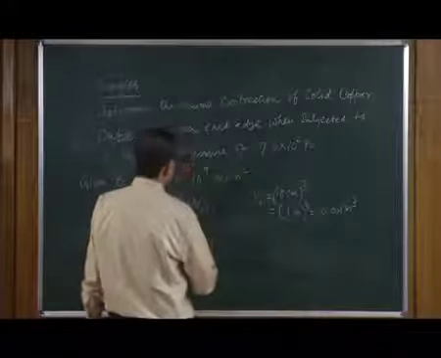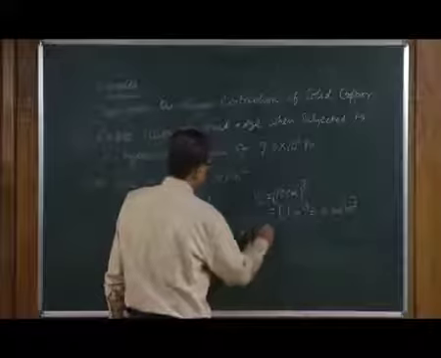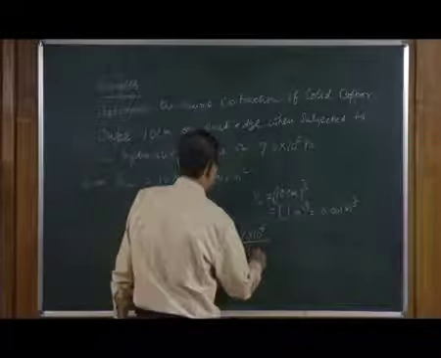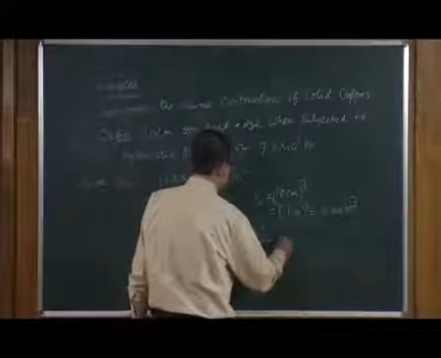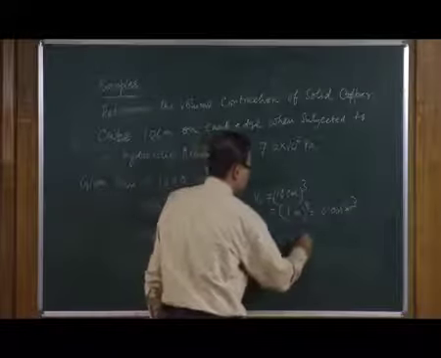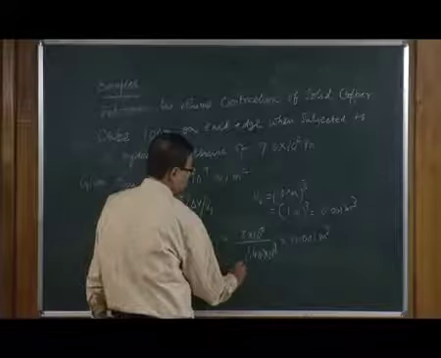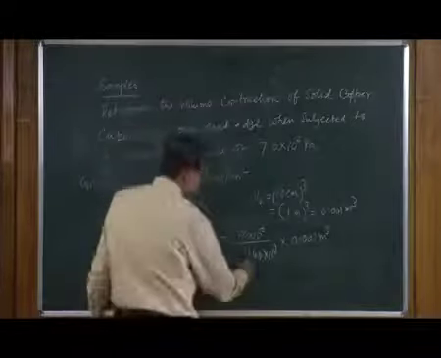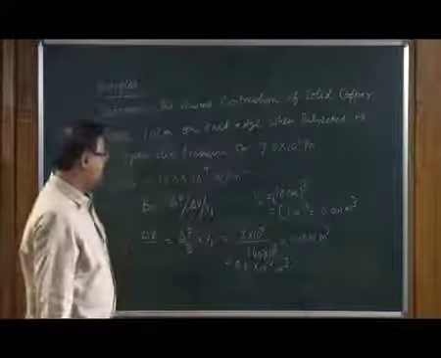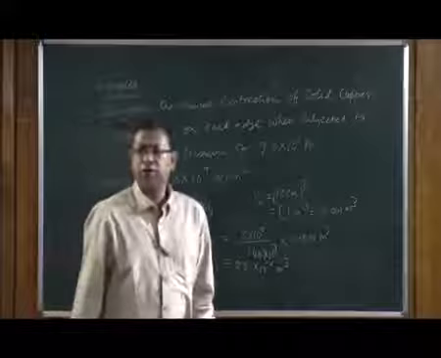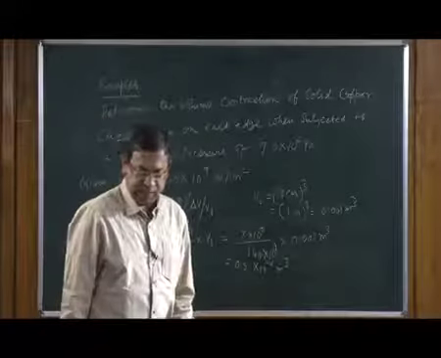and when you put in all these values, delta P is 7 into 10 to the power 6 pascals. B is 140 into 10 to the power 9 Newton per meter square, and Vi is 0.001 meter cube, and this is almost equal to 0.5 into 10 to the power minus 6 meter cube. So, that is the change in volume that you will have for a solid copper cube when it is subjected to a hydraulic pressure of 7 into 10 to the power 6 pascals.